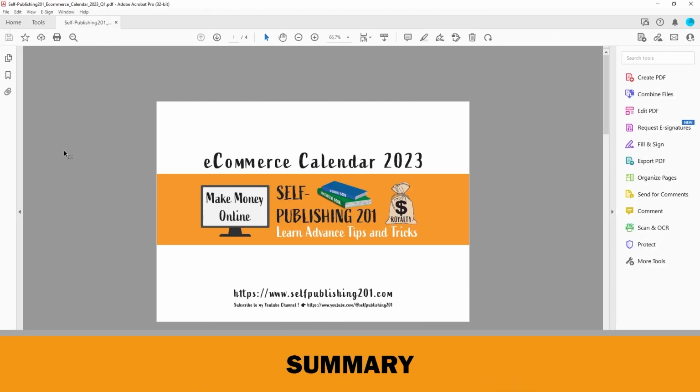I tried to explain the most important days of Q1 for low-content book publishing. However, as I told you before, there are also some other important days in Q1. You can see all these dates on the Self-Publishing 201 e-commerce calendar.